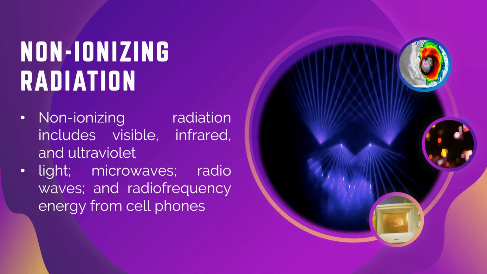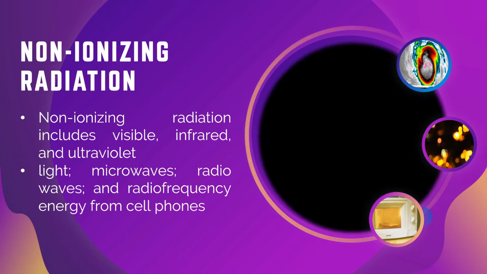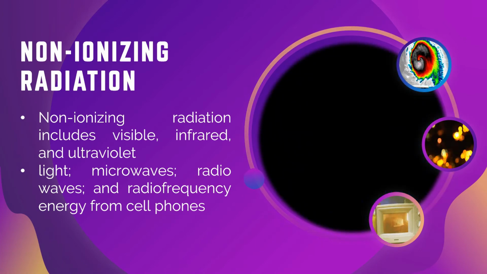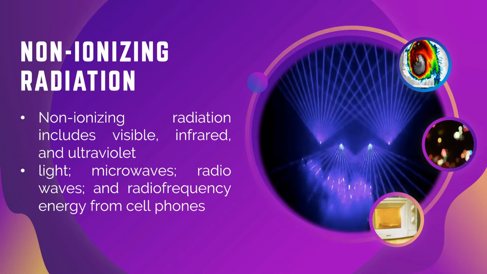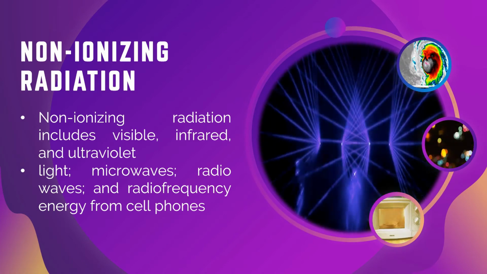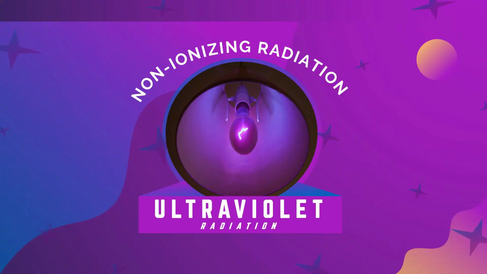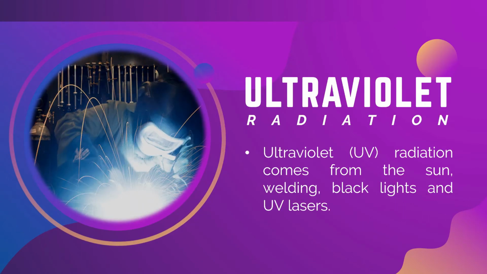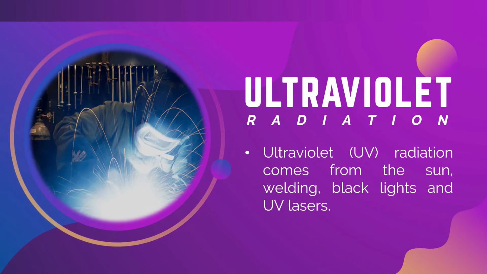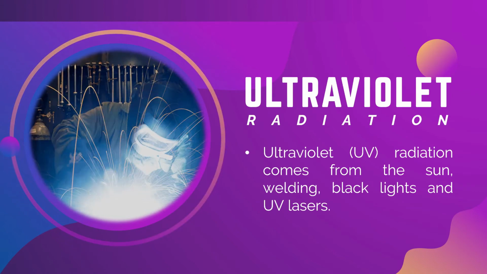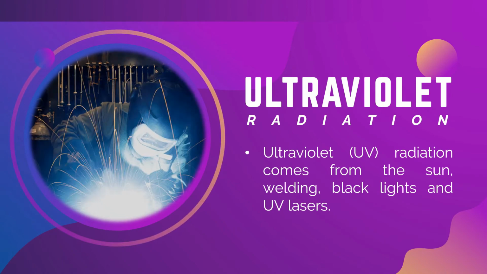So when we talk about non-ionizing radiations, it includes the different types of waves such as visible light, infrared rays, ultraviolet rays, microwaves, and radio frequency energy coming from your cell phones. The first type of non-ionizing radiation is ultraviolet radiation. It comes from different sources, such as the sun. Then when you are welding something, the use of black lights and UV lasers also emit what we call ultraviolet radiation.